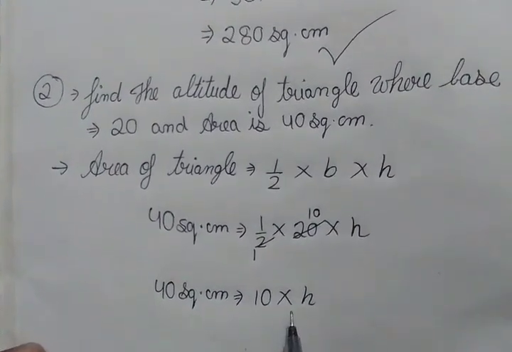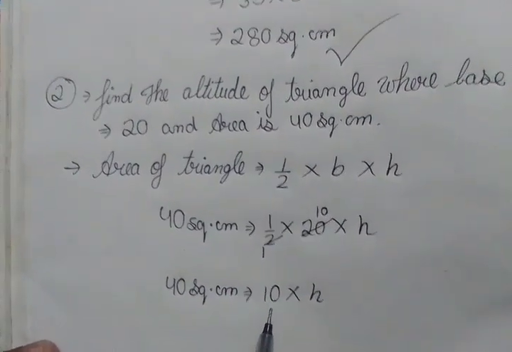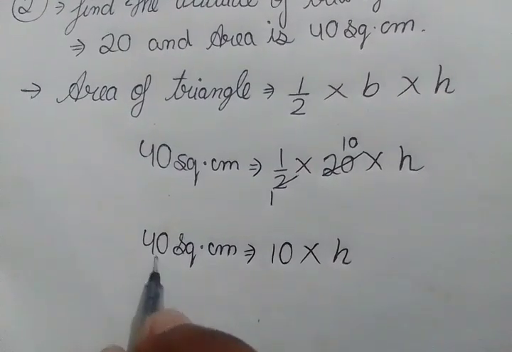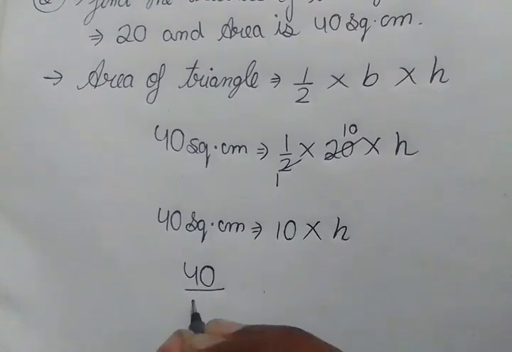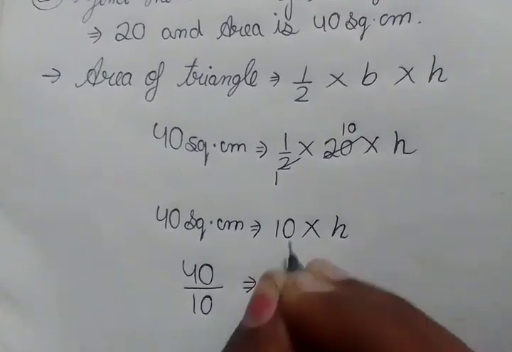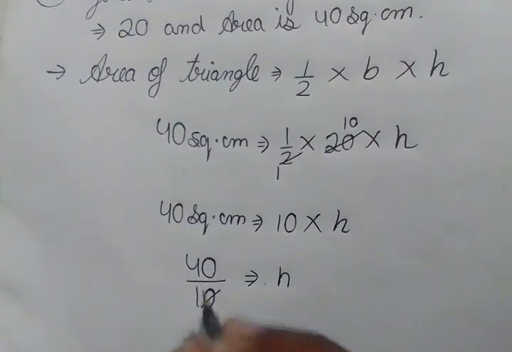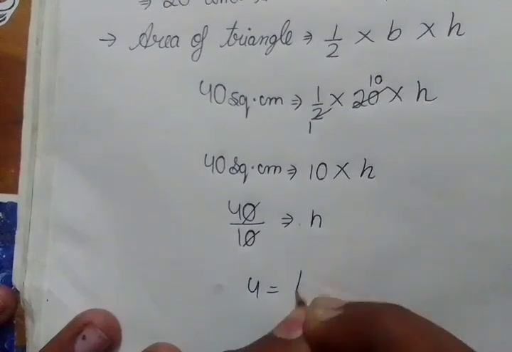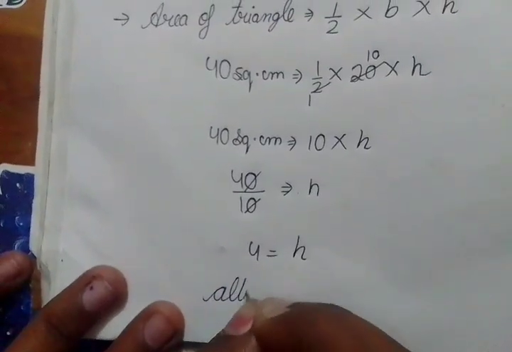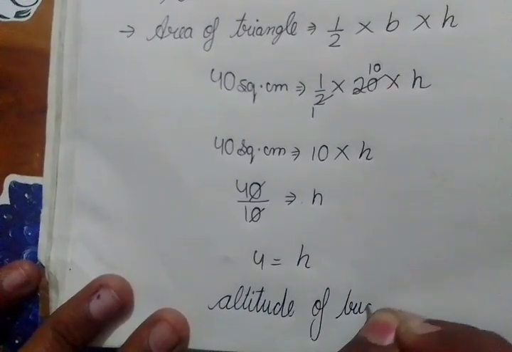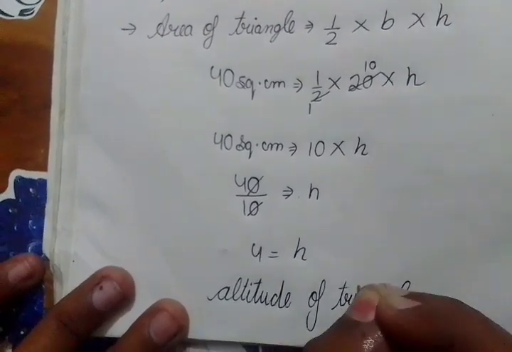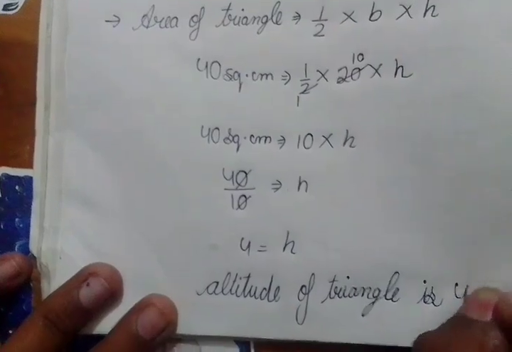Now this is in multiplication. So when this number will go there, then it will convert into division. So here 40 divided by this number 10 equal h. Now the 10 is gone here, so the h will be alone only. 0 and 0 and the 4 is height. So here we will write altitude of triangle is 4 centimeter.